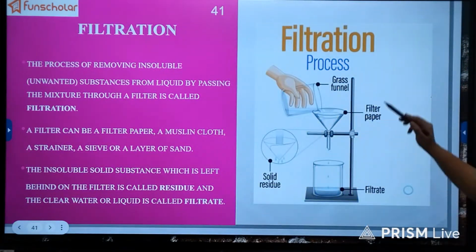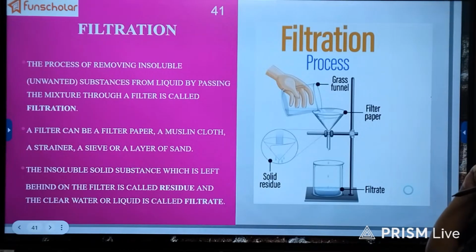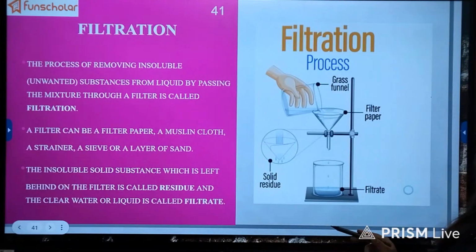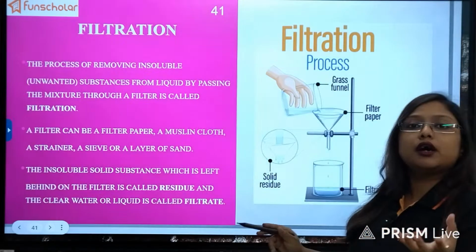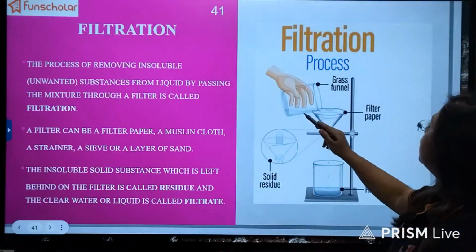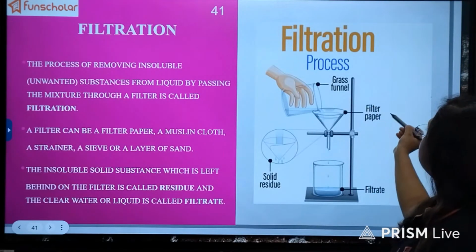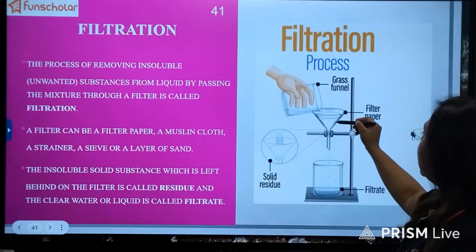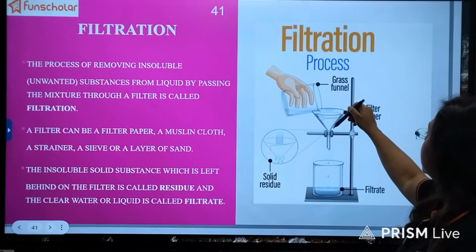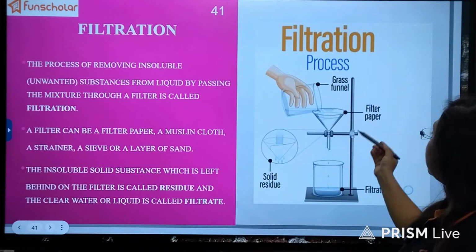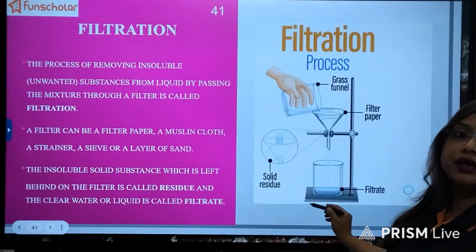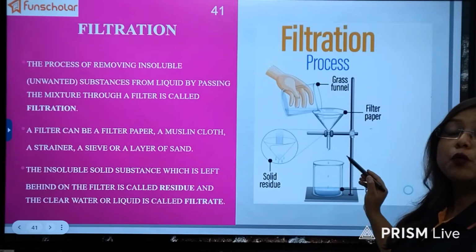How does it work? Let's look at this process diagram. You can see here that there is a glass funnel, in which, suppose the kids are doing the experiment, right? So they have a beaker of water which has a slight amount of mud in it. Okay, so think about it. This is the water, and they have already taken a funnel, and in between there is a filter paper they have put here, and then there is a clamp stand which is holding this thing, and under that there is another beaker which is collecting the filtrate. What is filtrate?